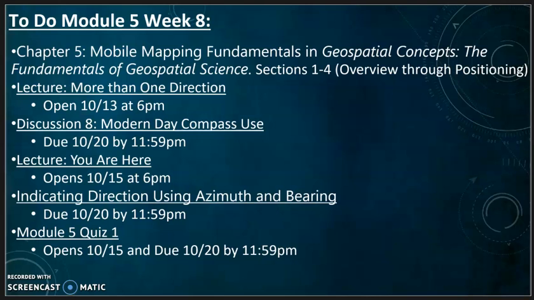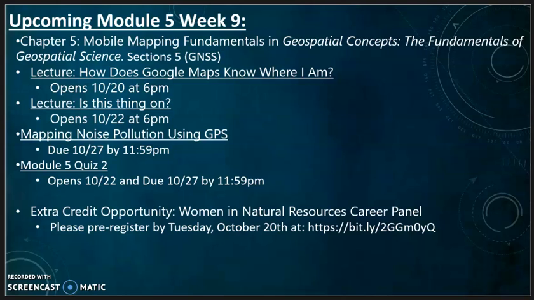Okay, so for the upcoming week, for week 9, there are a few things that I want to give you a little bit of a heads up on. So we'll be reading the rest of chapter 5, section 5, which is on GNSS, global navigation satellite systems. The first lecture will open up on Tuesday at 6 p.m. How does Google Maps know where I am? And then the second lecture will open up on Thursday at 6 p.m. So that's a normal schedule for this course.